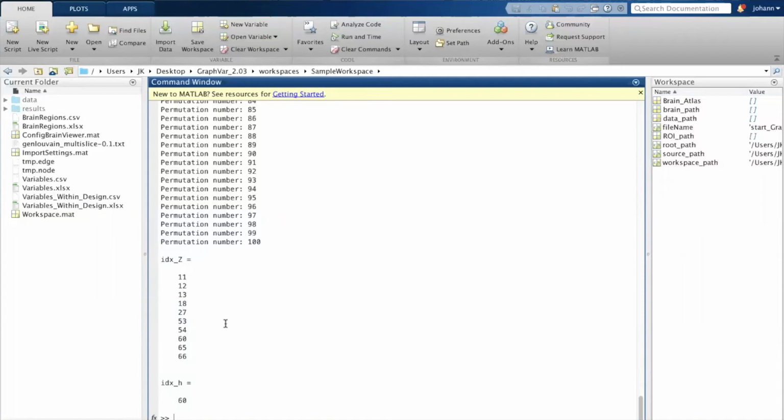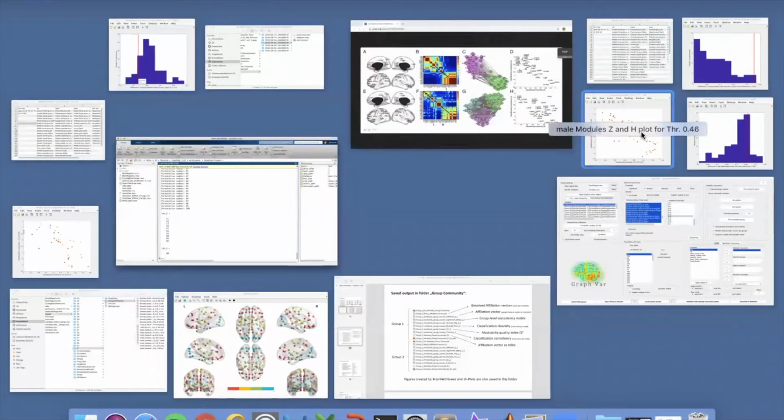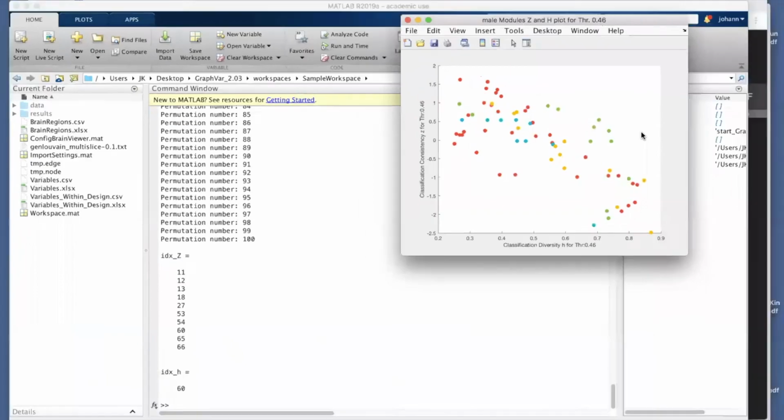I'm going to show you in a minute where you can find those files in GraphVar to get access to those values and use them further for your analyses. But let's first have a look again at those plots.